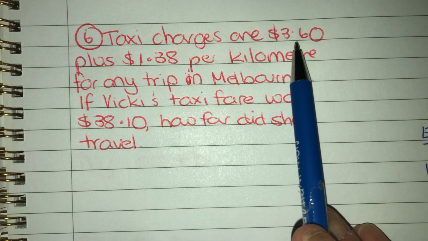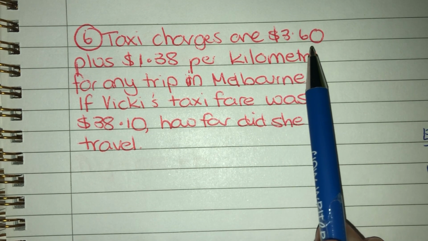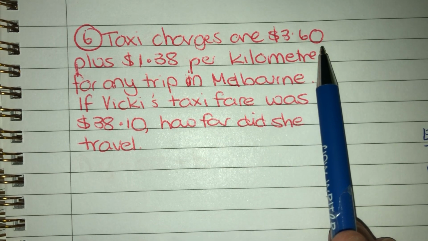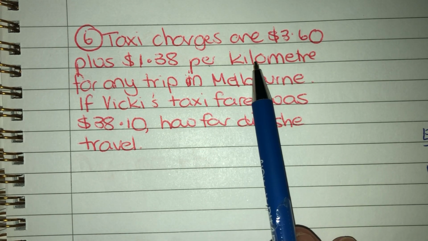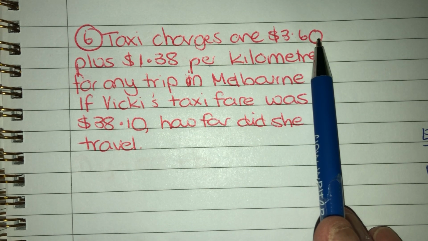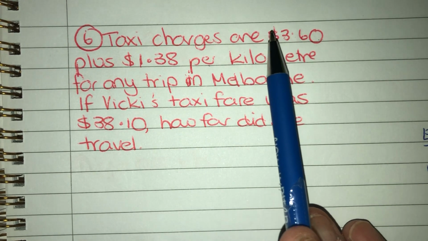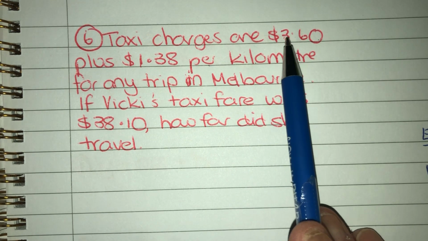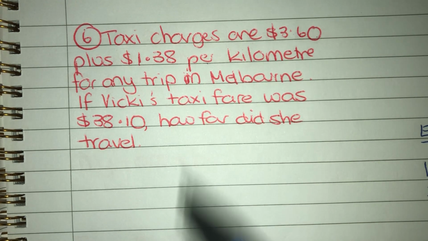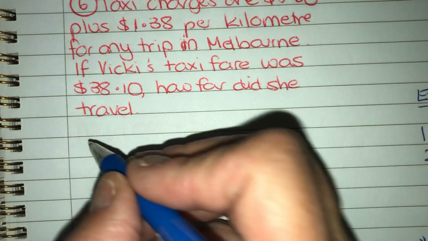So if I got into a taxi and I didn't drive anywhere, but I took up his time, this probably wouldn't happen, but if I drove nowhere, I would owe $3.60. If I drove 1 kilometre, I would have to pay him $3.60 just for getting in the taxi, plus 1 times $1.38. If I went for 2 kilometres, I'd have to pay him $3.60 plus 2 times $1.38. So you might be able to see an equation forming at the moment.